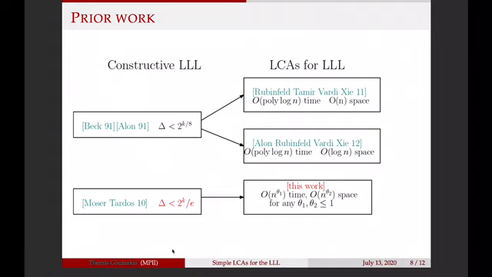In this work, we showed that a local computation algorithm exists even for the much less restricted conditions that the Moser-Tardos algorithm needs. Furthermore, we can achieve both sublinear time and space complexity of n^θ1 and n^θ2 respectively, for any positive θ1 and θ2. And the exact bounds also depend on the number of queries that the algorithm needs to make.